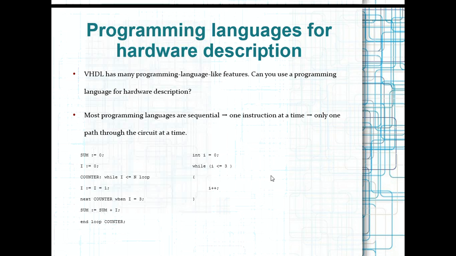Based on this simple example, you would think that you can use programming languages for hardware description, but then it comes to the big point: can you use it to represent parallelism? Like I mentioned earlier, most programming languages are sequential, so it's one instruction at a time, which equals only one path through the circuit at a time, and this is not always the case in hardware. So you can theoretically use it, but would you? No.